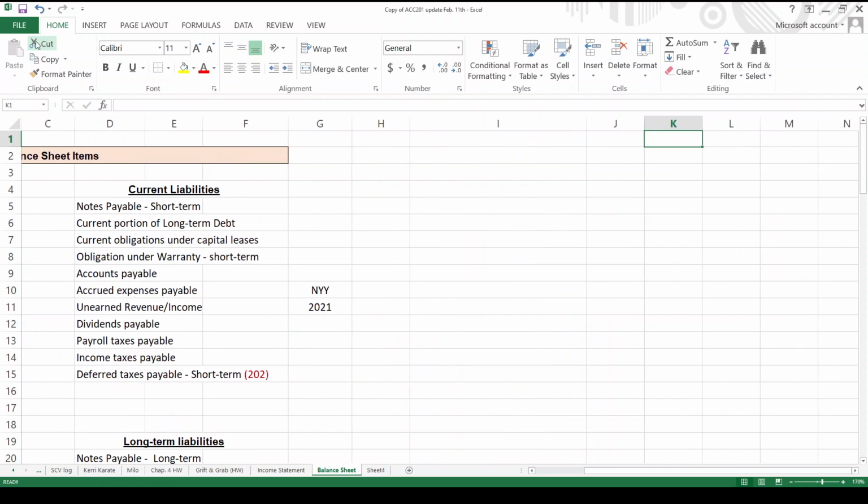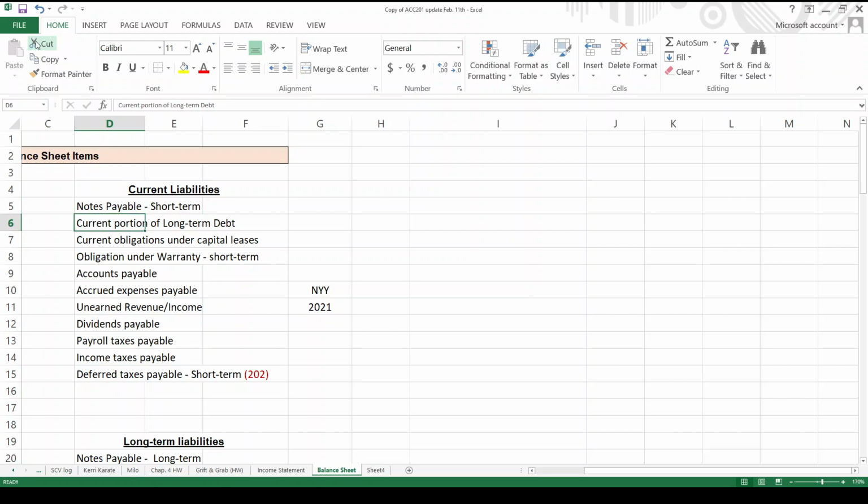Current liabilities. What's the story here? These are liabilities that we expect to pay off or to resolve an obligation within a year. Okay, so if you have a note payable, we're doing the balance sheet as of December 31st, 2020. You have a note payable that comes due anytime during 2021. It's going to be short term.